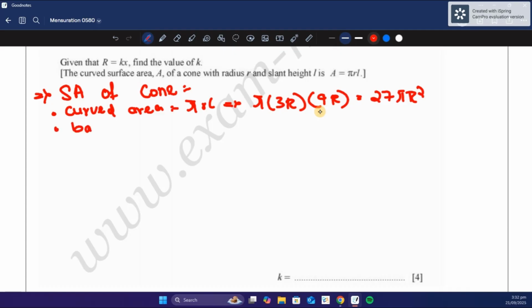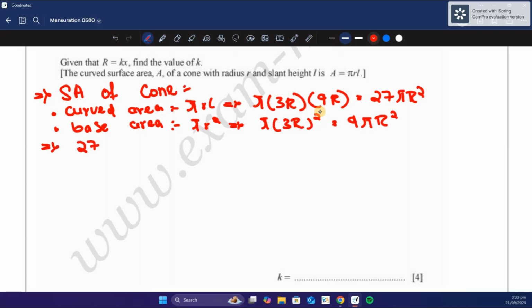The second area is the base area. The formula for the base area would be pi r square. This would give us pi into 3r squared, which would give us 9 pi r squared. Alright, so the total surface area for the cone would be 27 pi r squared plus 9 pi r squared, okay, which should give us a total of 36 pi r squared.